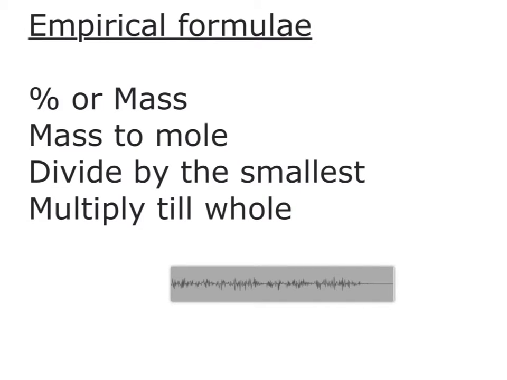Now for empirical formulae, you can remember the order in which to write these down by learning this little rhyme or by listening to my catchy little jingle.